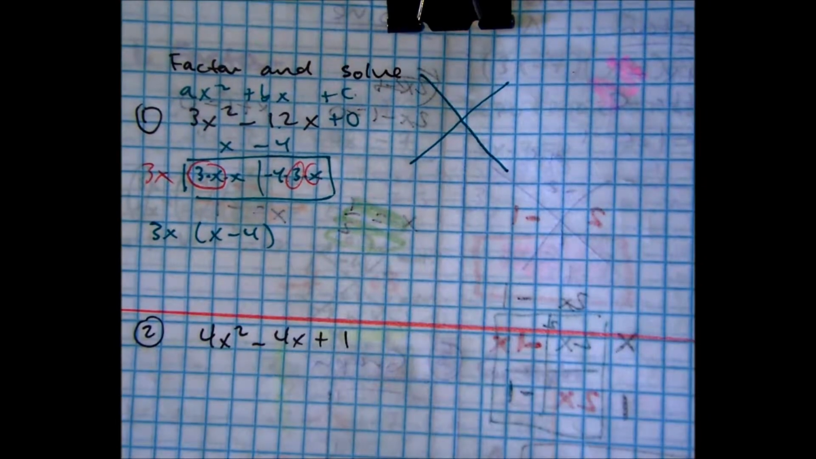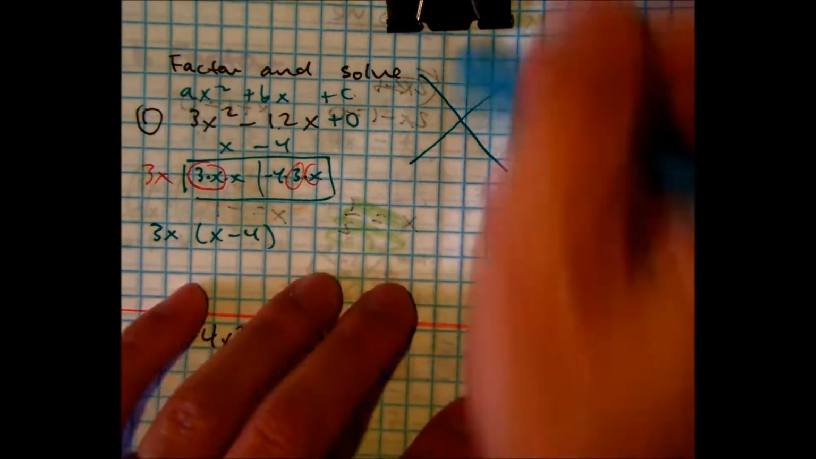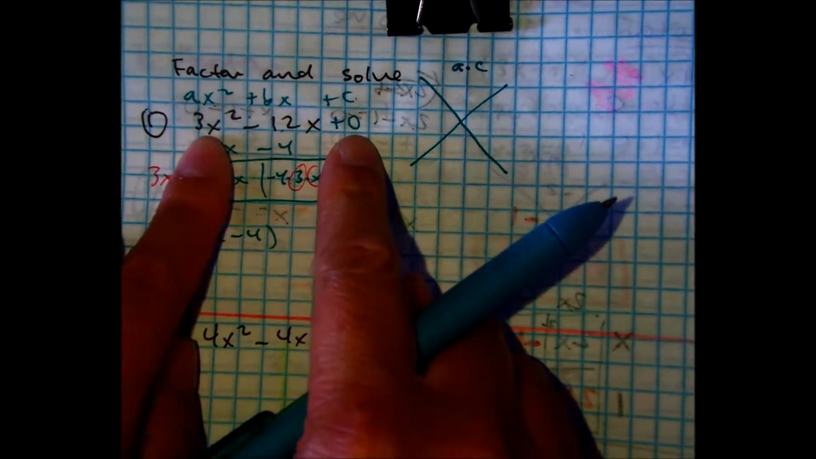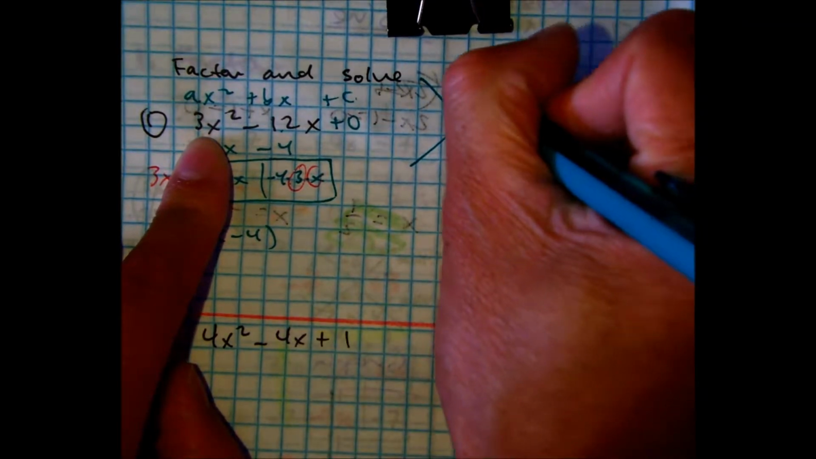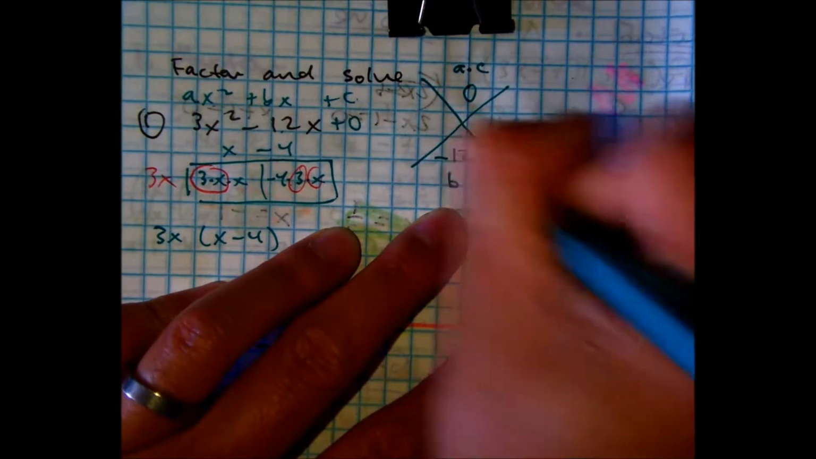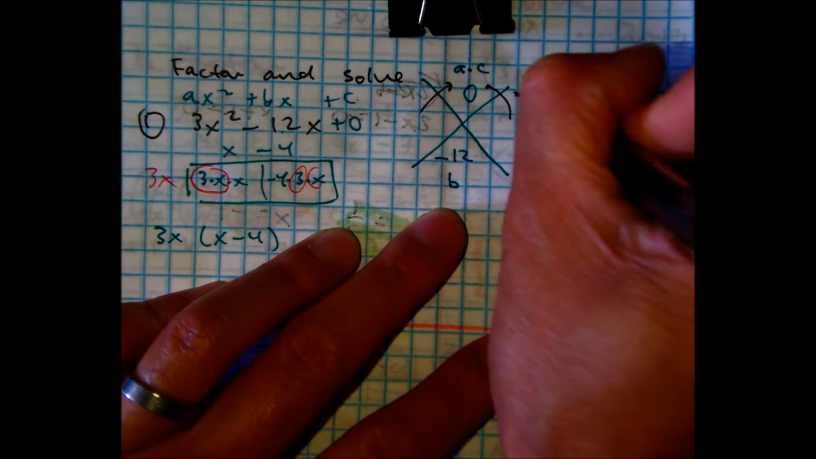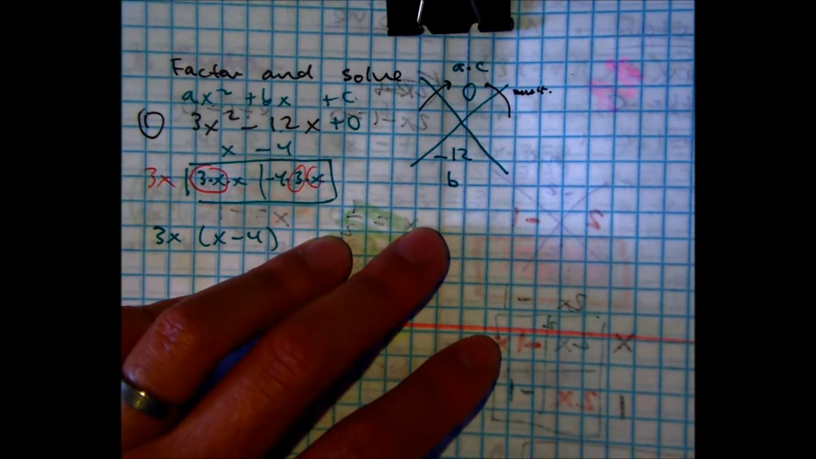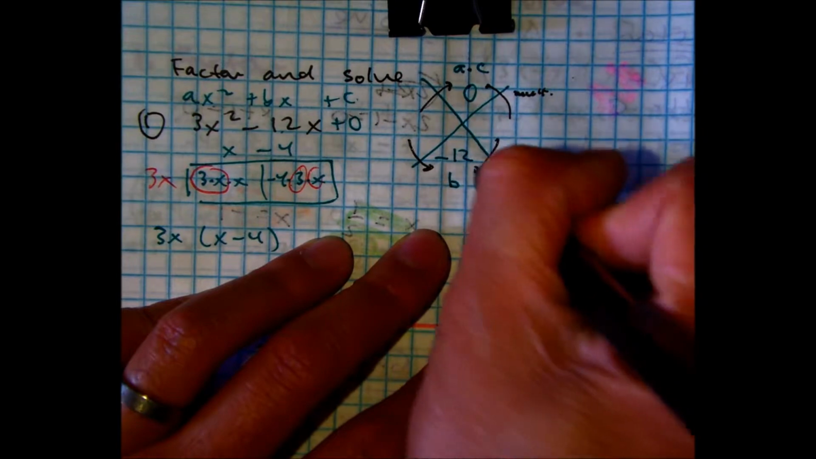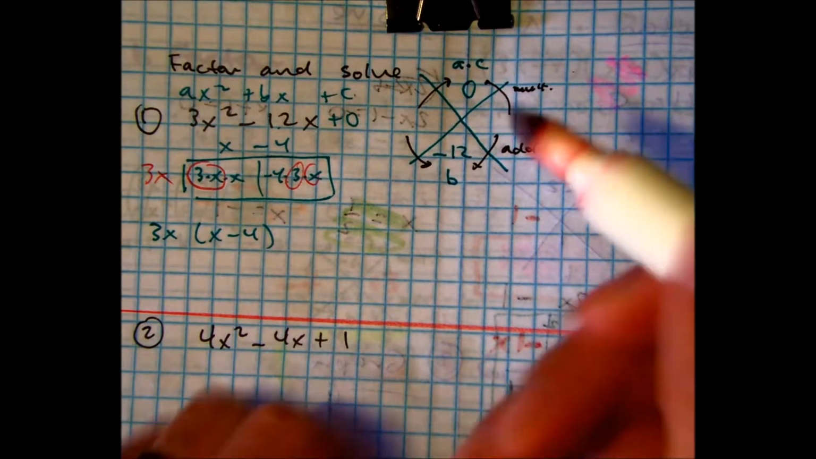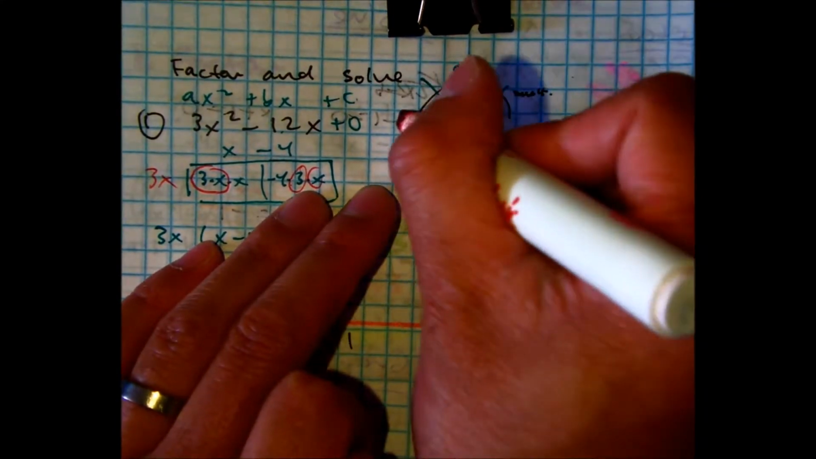Let's pretend you weren't here yesterday, you were absent. Class, what two letters go on the top? A times c. A times c is 0, and my b value is negative 12. I need two numbers that multiply to be 0, but they add to be negative 12. What two numbers? What is it? Negative 12 and 0. Okay.